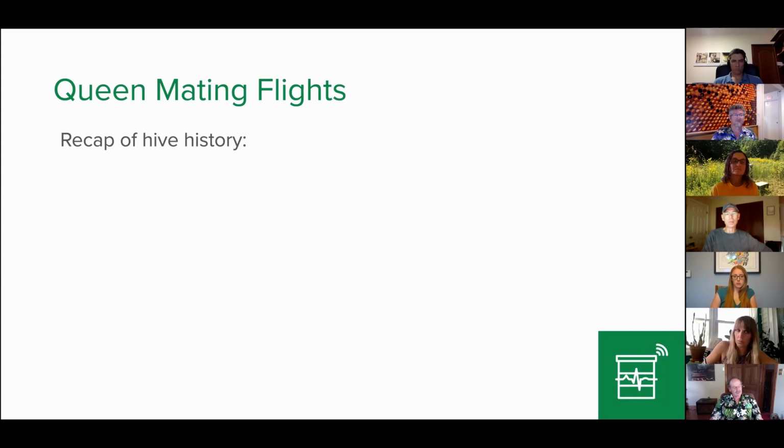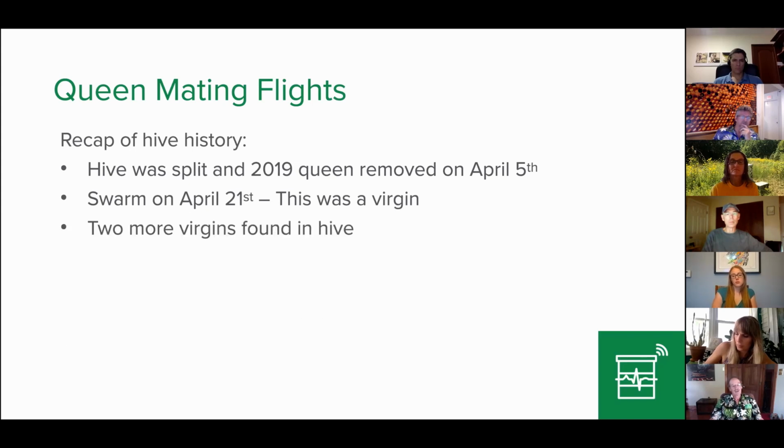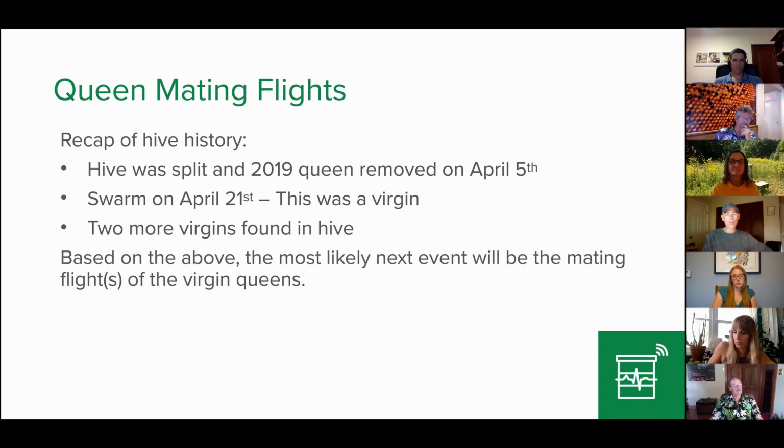Now, the history of this hive that I've shown: it was split on April 5th. We had a swarm on April 21st. That was a virgin. We found 2 more virgins in this hive when we looked on that same day. Based on this, the most likely next event will be the mating flights of the virgin queens, because they have to go get mated in order to be able to lay.